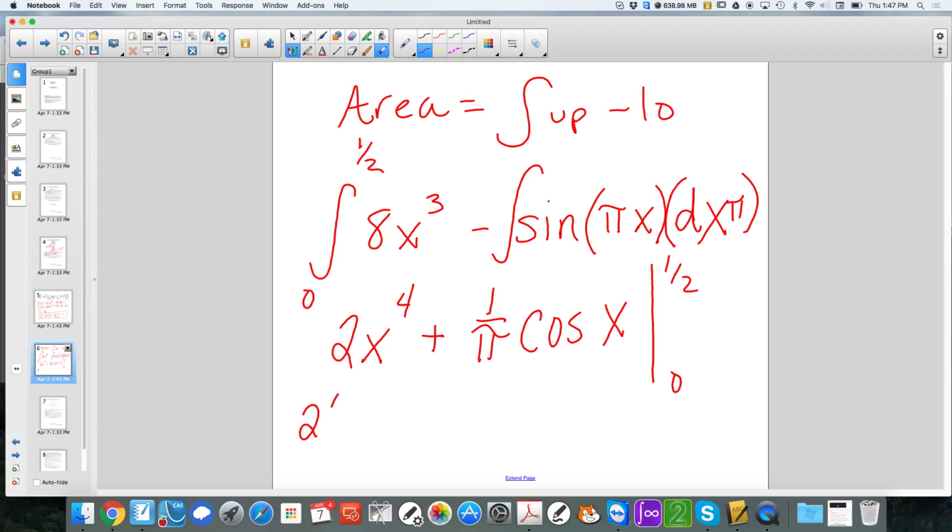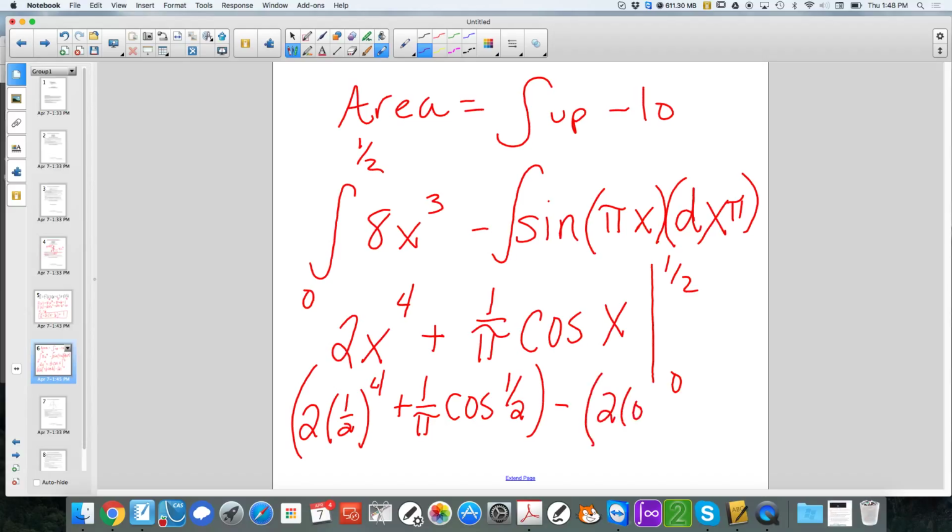2 times 1/2 to the 4th plus 1 over pi cosine 1/2, minus 2 times 0 to the 4th plus 1 over pi cosine 0.